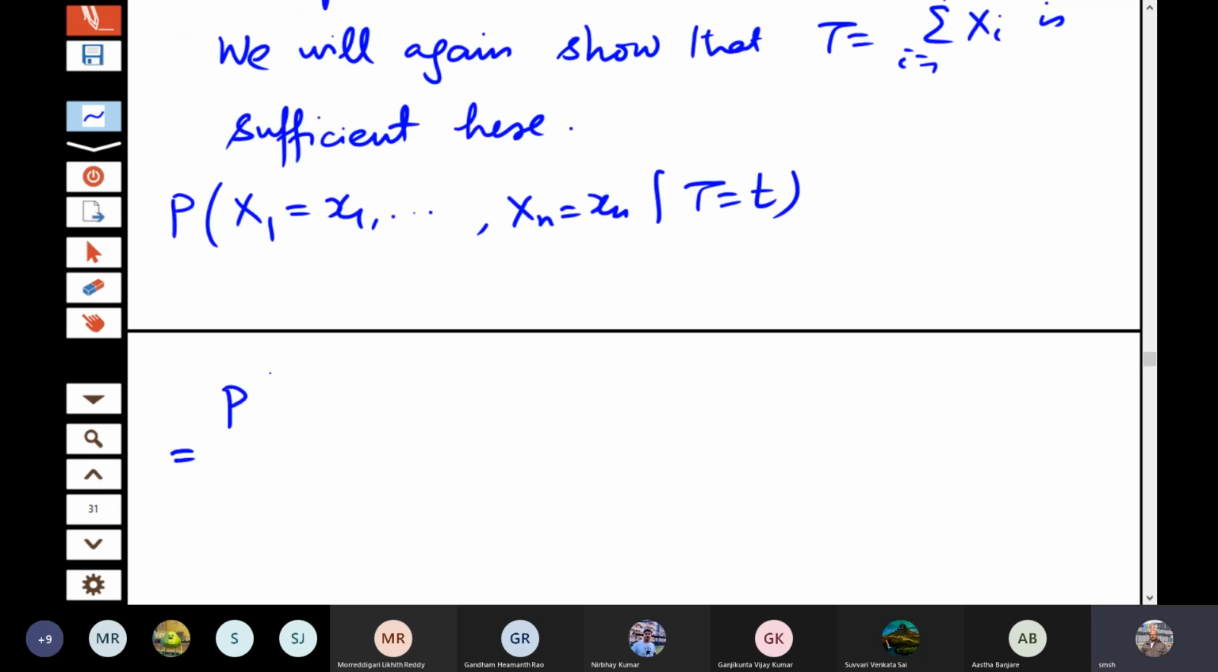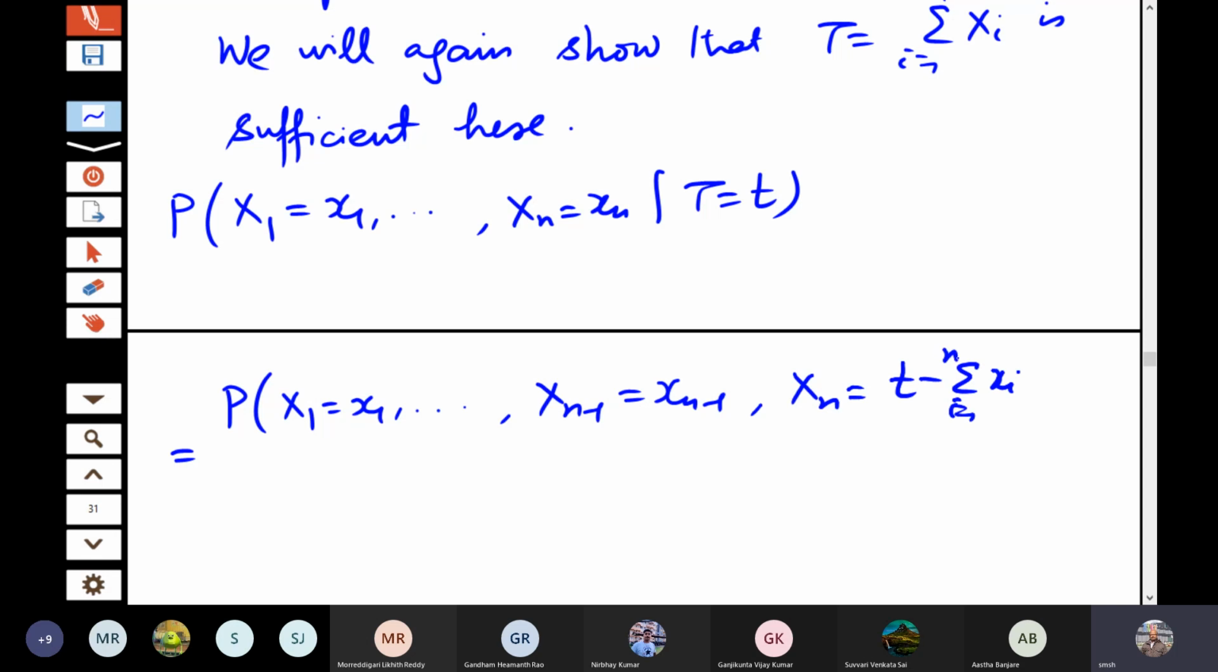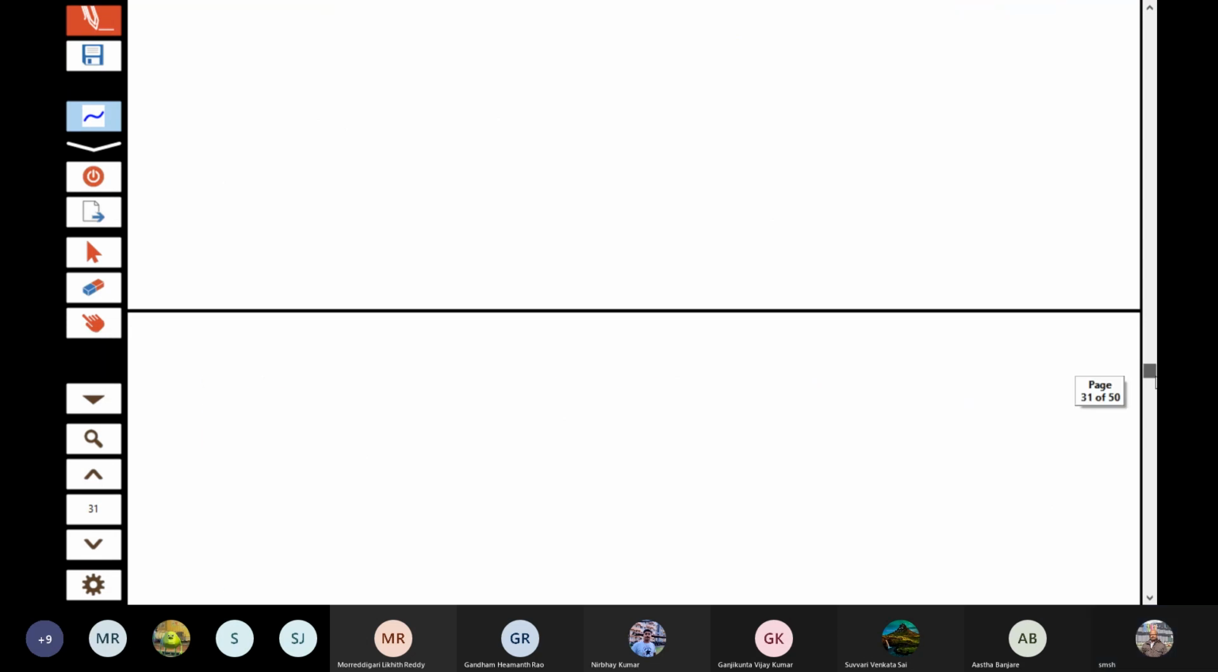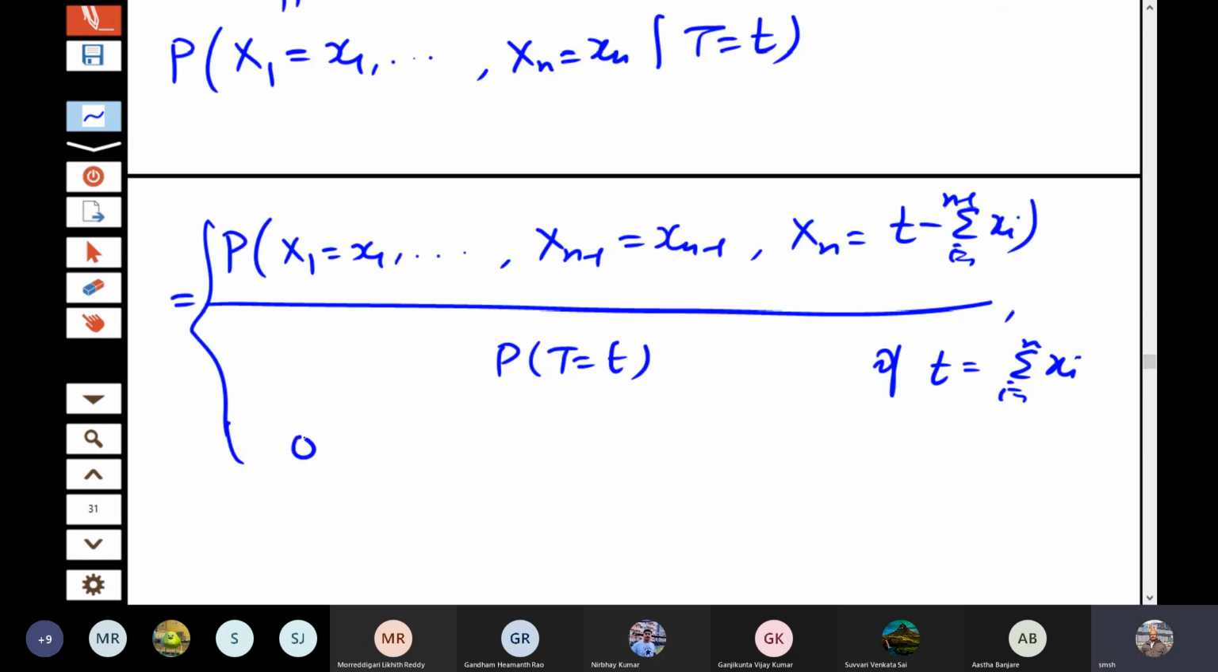So that is equal to, again, probability of X1 equal to x1 and so on, Xn minus 1 equal to xn minus 1, Xn equal to t minus sigma xi, i equal to 1 to n minus 1, divided by probability T equal to t, if t is equal to sigma xi, i equal to 1 to n, and it is equal to 0 if t is not equal to sigma xi. This is the same logic that I wrote just now, so I am not explaining it again.